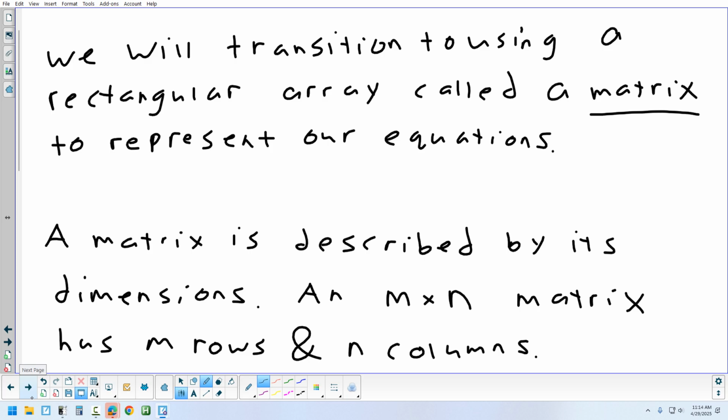So if you had something that looked like this, we would say that has 2 rows, 3 columns. This is a 2 by 3 matrix. That's the dimensions. So in this case, M is 2. That just stands for the number of rows. And N is 3. That stands for the number of columns.